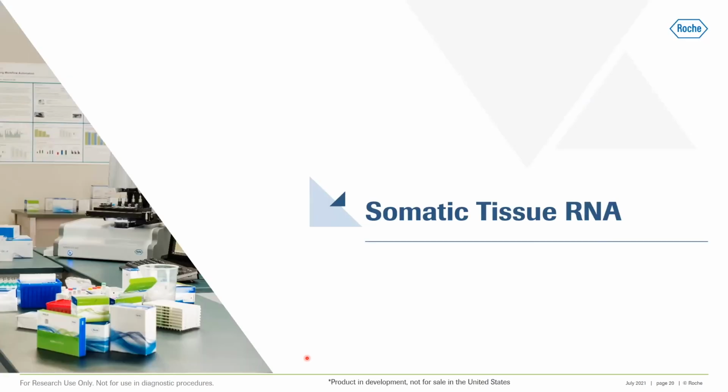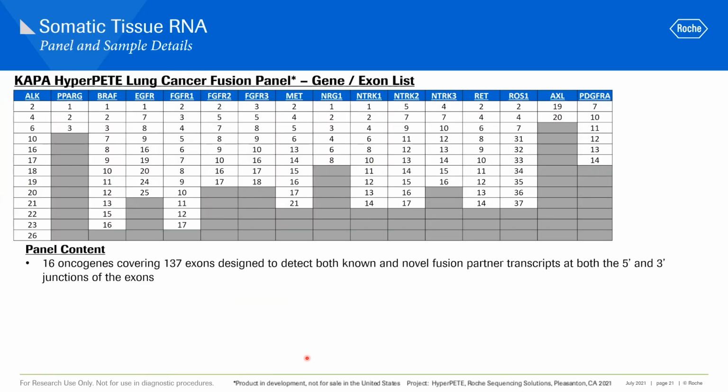Moving on to somatic tissue RNA. This is the panel. So this is our Kappa HyperPETE lung cancer fusion panel. And this is our gene and exon list. So the way to read this table is in the header is the gene name, and below that are the exons that are covered. So this panel content covers 16 oncogenes, covering 137 exons designed to detect both known and novel fusion partner transcripts at both the 5' and 3' junctions of these exons.